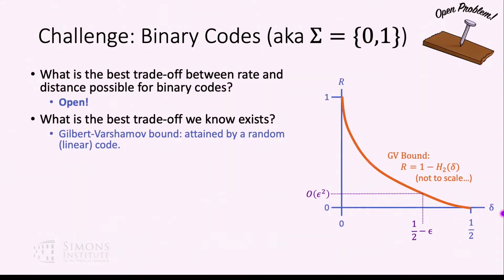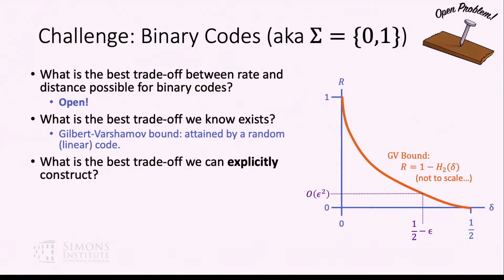As we go from 0 to a half, the best rate we know how to get decreases something like 1 minus the binary entropy of delta. This is not that curve; this is a curve that I drew in PowerPoint. But the way to think about it, at least down in this parameter regime, is that if you back off from a half by a little bit, let's say by epsilon, then if you take a Taylor expansion of this, you can see that the rate you should get is on the order of epsilon squared. So close to this point, it roughly looks like a parabola. So at least this one I have an answer for. What's the best trade-off we know exists? It's this Gilbert-Varshamov bound. Can we do better?